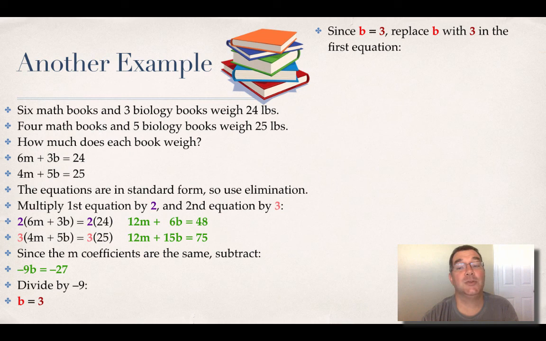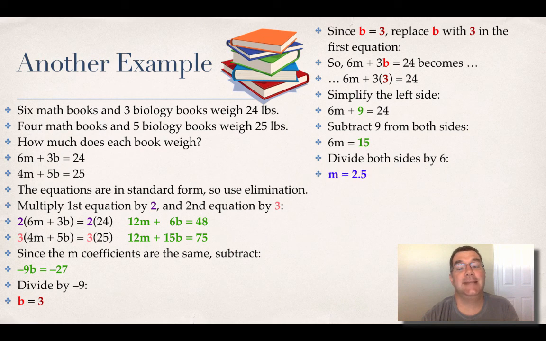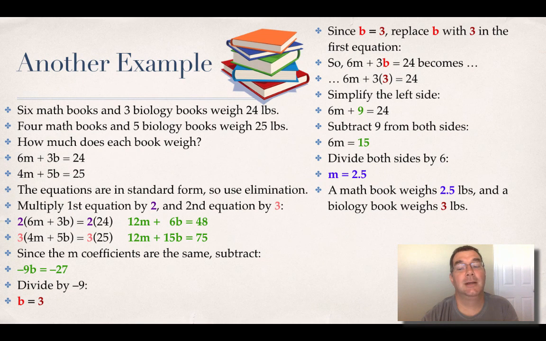So I take that b equals 3, and I replace every b with the number 3 in either one of the equations. I randomly chose the first equation. So instead of it being 6m plus 3b equals 24, it's 6m plus 3 times 3 equals 24. And I know that 3 times 3 is 9, so I can make that replacement. Now it's a multi-step equation. So I will subtract 9 or add negative 9 to both sides, and I get 6m equals 24 minus 9, which is 15. Divide both sides by 6, and m is 2.5. That means that every math book weighs 2.5 pounds, and every biology book weighs 3 pounds.